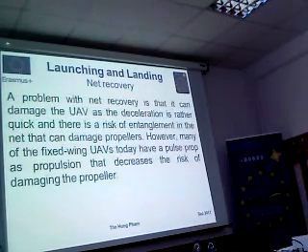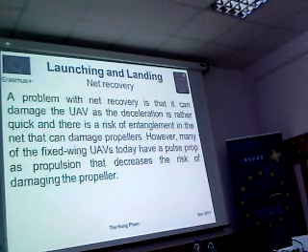However, the problem with net recovery is that it can damage the UAV, because when the UAV flies very fast and suddenly stops at the net, it can damage the propellers. Nowadays we have some techniques where, if the propellers get stuck, the motor is stopped, so this one can be used. However, we still have to take care about damaging the propeller.